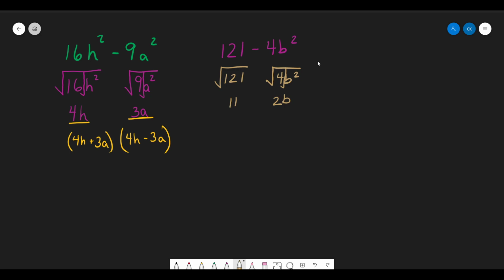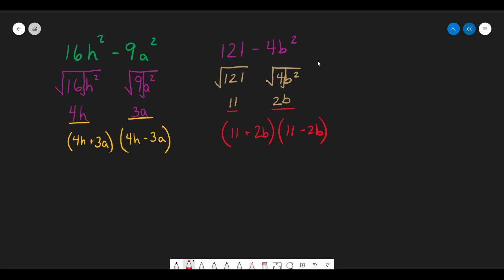So because they're both perfect squares, I can just take the first term and the second term and put them inside of my two parentheses. With the first one, you're adding them, and the second one, you're subtracting them. So my answer here would be 11 plus 2b, 11 minus 2b.